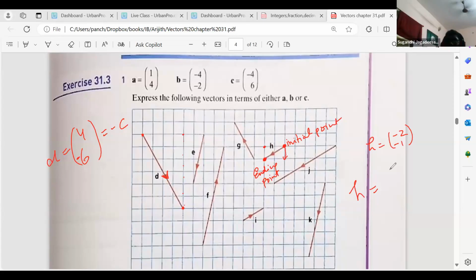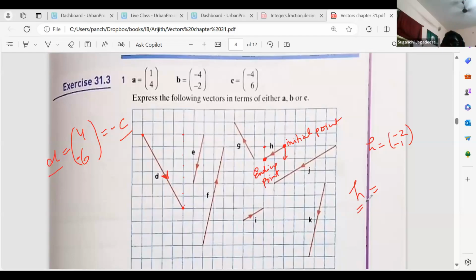So what do you mean, sir, like in terms of ABC? You have to represent this h in terms of ABC by multiplying a number outside the vector. Like we have written d equal to -c. So we have represented d vector in terms of either a, b or c vector. So you have to represent that h vector in terms of a, b or c.